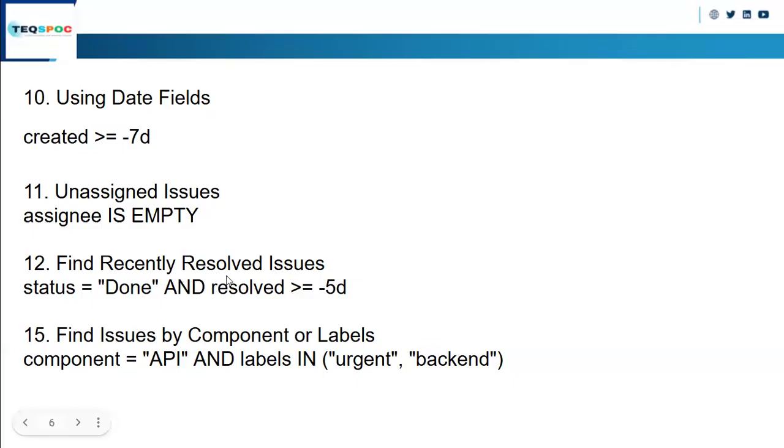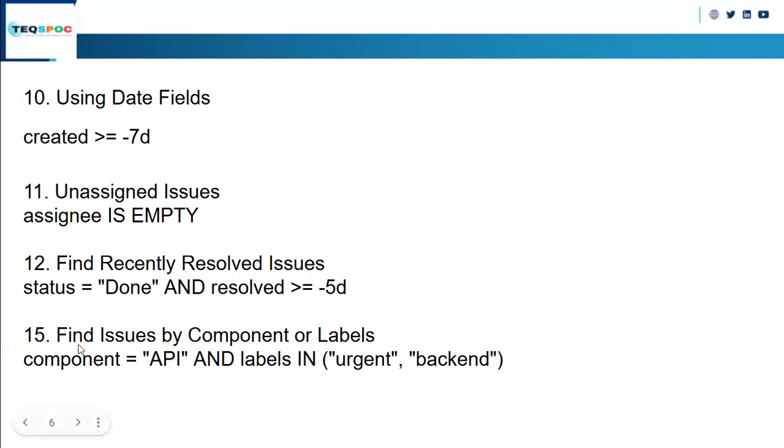Find the recently resolved issue. Recently resolved means which have been marked as done. So status equal to done and resolved greater than or equal to -5 days. Recently means 5 days, 4 days back, 6 days back. So these are the recently resolved. So I can write status equal to done and resolved equal to -5 days. So it will give all the issue types within the 5 days.